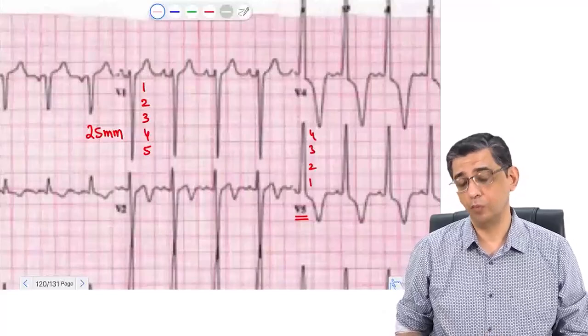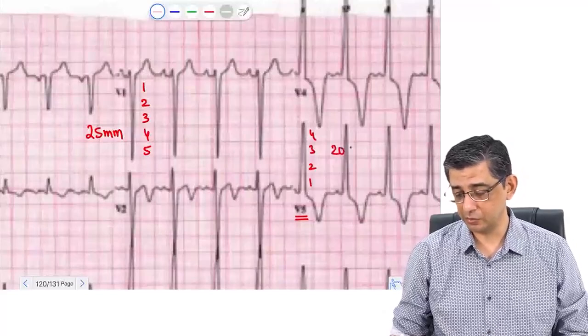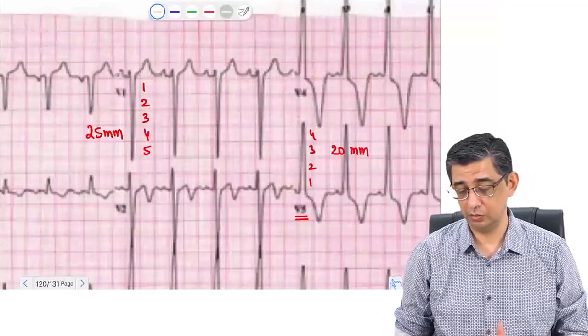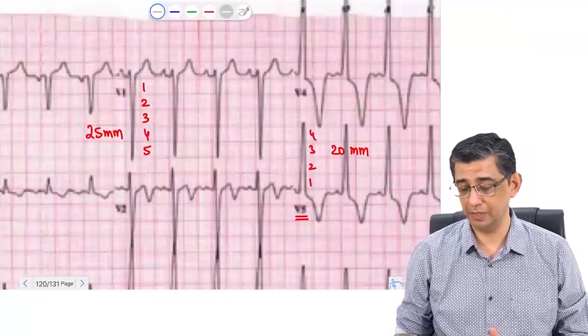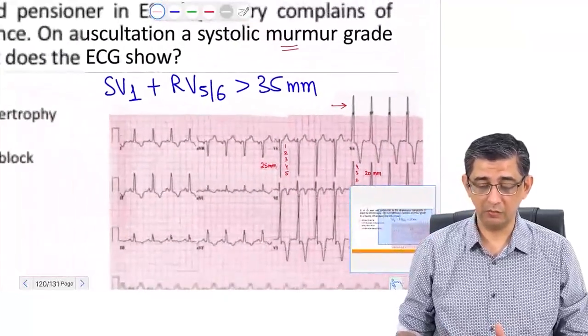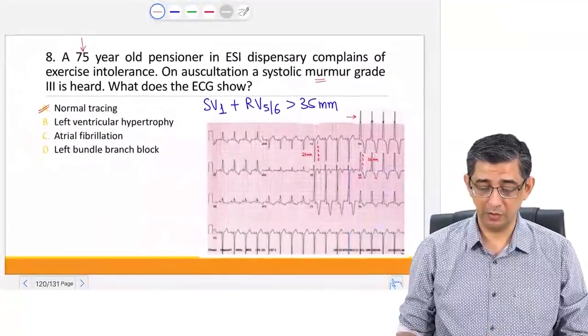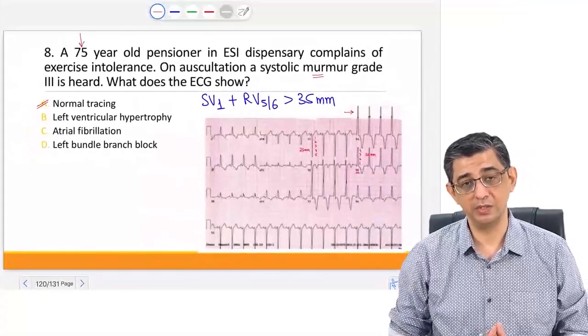So even if I am moderate in my considerations, 20 millimeters is what I am thinking for V5, and 25 for V1. If you add the two, this makes up a whopping 45 millimeters, and the cutoff that I taught you was 35, that is required for diagnosis. So left ventricular hypertrophy looks like the most probable answer to this question.